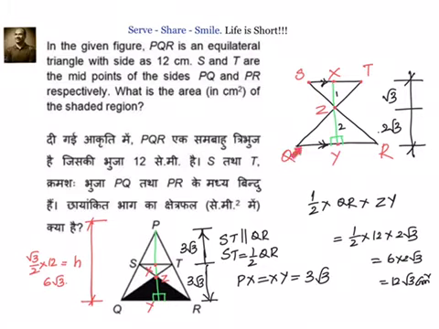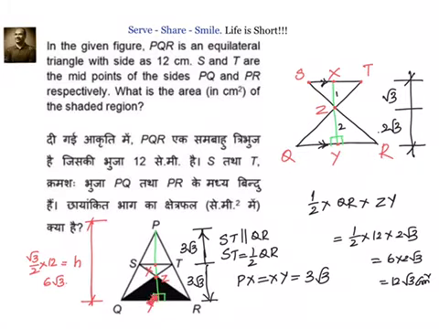As we know, ST is parallel to QR. Alternate interior angles are equal, vertically opposite angles. Corresponding sides are in the ratio 1:2 because by the midpoint theorem ST equals half of QR and ST is parallel to QR. If the sides are in the ratio 1:2, the heights also should be in the ratio 1:2. That means 3 root 3 is divided in the ratio 1:2. So ZY becomes 2 root 3.